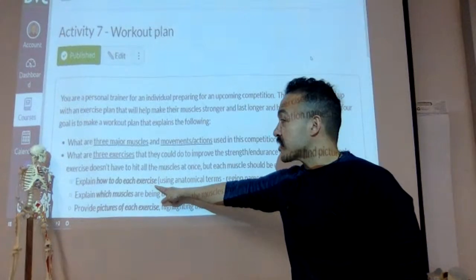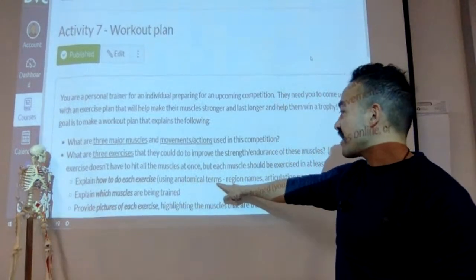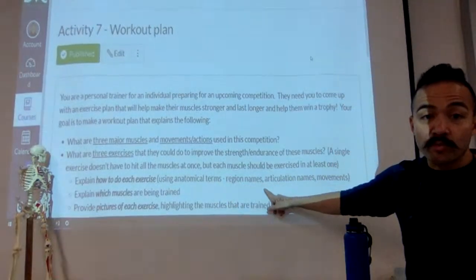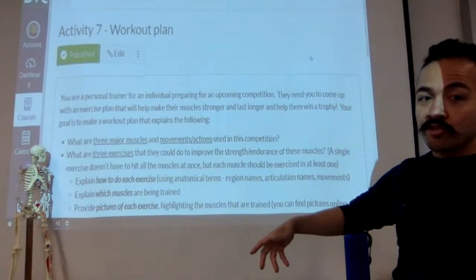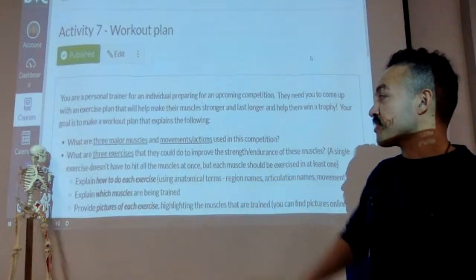Explain how to do each exercise. Explain how to do each exercise using anatomical terms. Just like what we've done with the dances, when you explain how to move certain ways, use the same type of phrasing here.